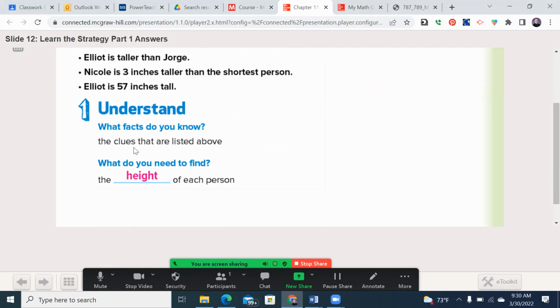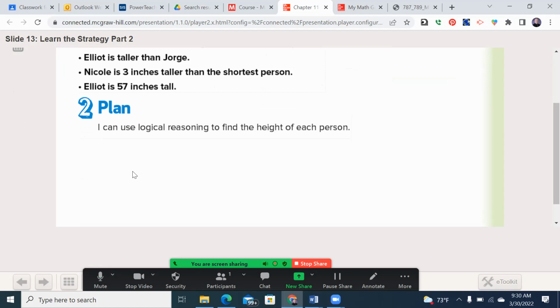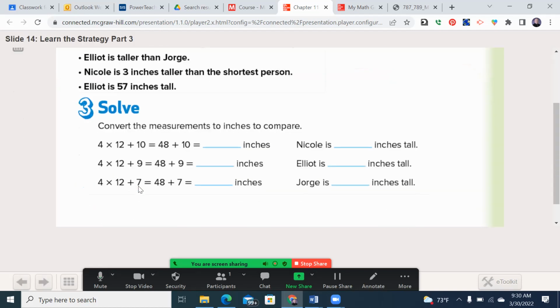All right, so we have the height of each person here. So that's our first step, understanding what the question is. Plan: I can use logical reasoning to find the height of each person, and that's going to be the plan for every one of the problems that we are doing here in lesson 3. So now we start solving. We know that Elliot is 57 inches tall.